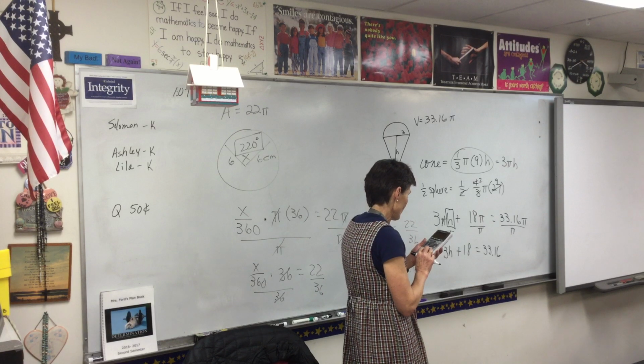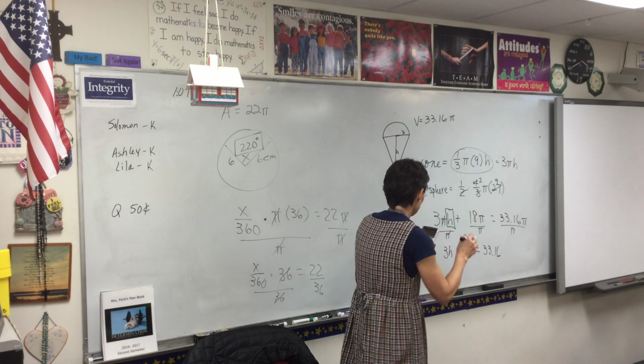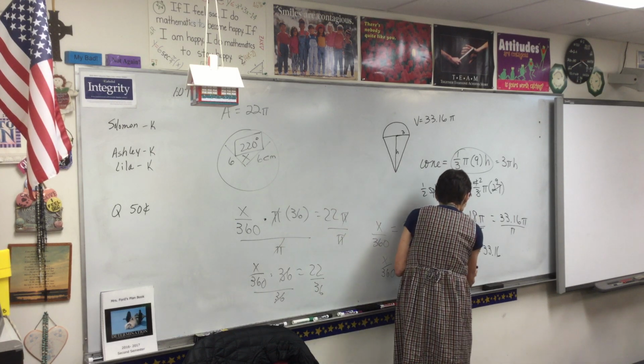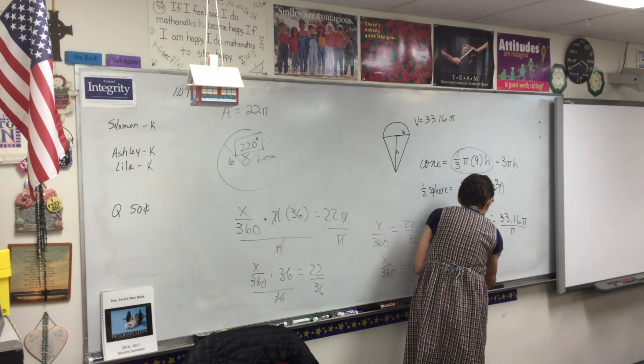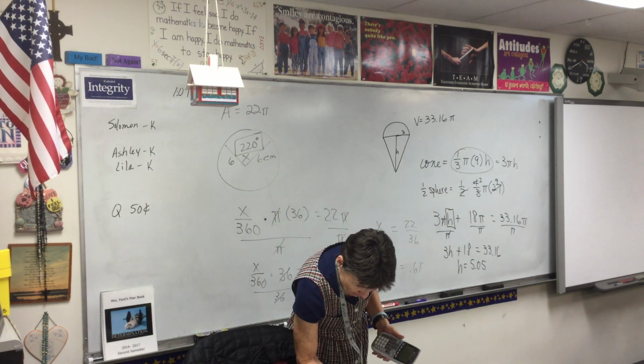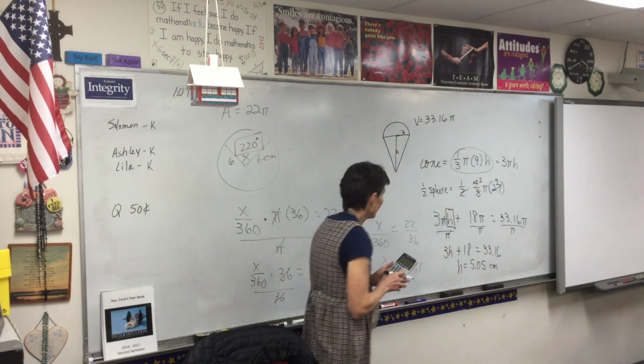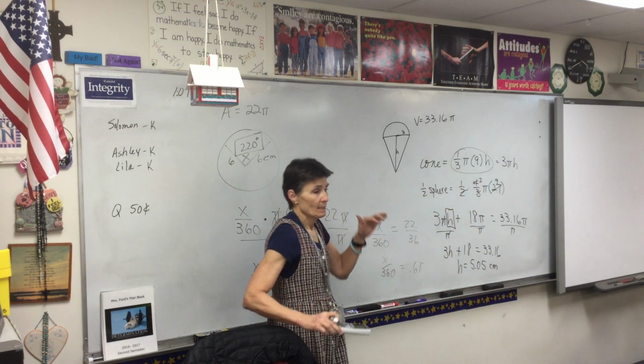So 33.16 minus 18 and then divided by 3. So the height of the cone is 5.05 inches, centimeters. No, not squared. It's a height.